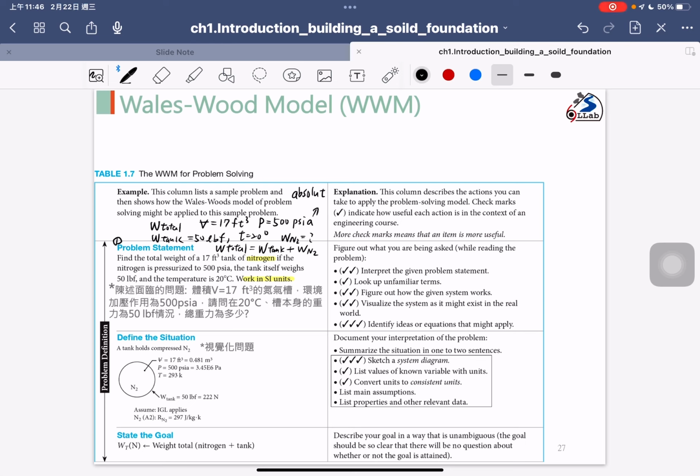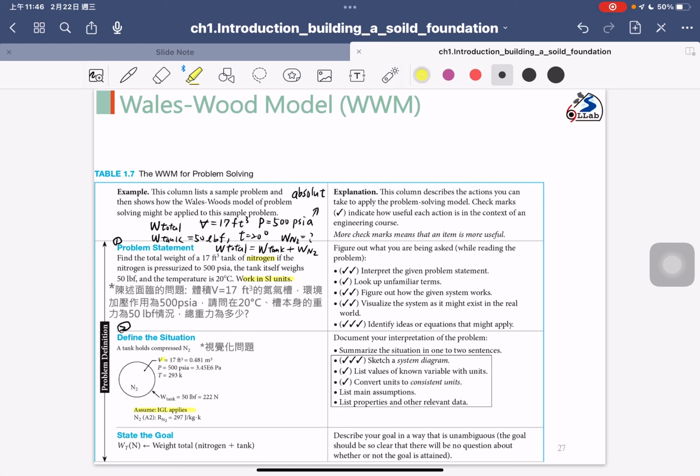So first I state the problem statement, and second I need to define the situation. As I mentioned, for the situation you should plot your system and write down what you already know, the physical properties, what you don't know, and what your assumptions are. So in the defined situation, you can see there is an assumption to apply the ideal gas law, right?